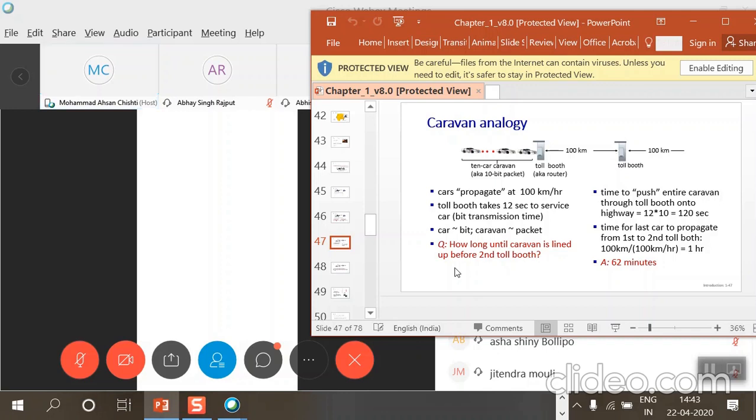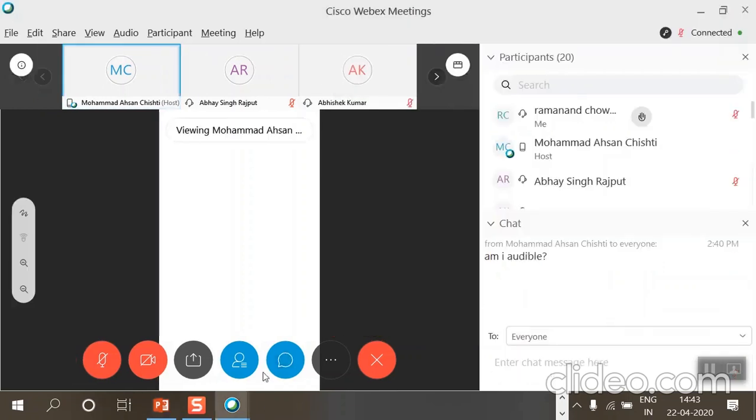See now how these times are analogous. First, it has to wait for the entire caravan of cars to come. The time that it would require for the toll booth to push the entire caravan onto the highway would be the transmission delay. Right? And also, how much time the car would take from the exit of the first toll booth until it reaches the next toll booth would be analogous to propagation delay.